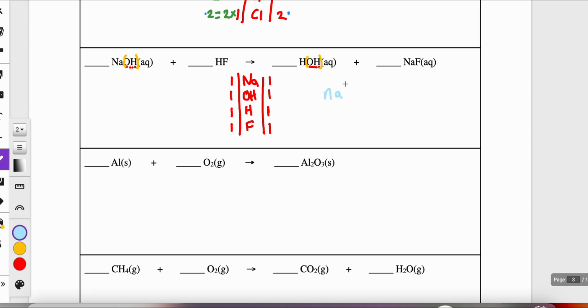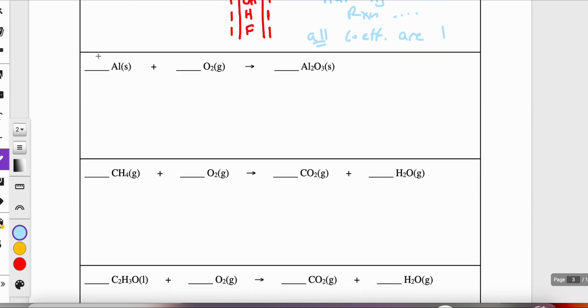So this is what I would call a naturally balanced reaction. So that means all coefficients are 1. It's naturally balanced.